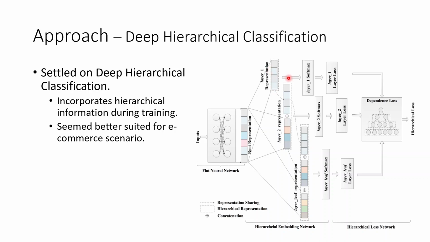So for each layer, we run it through a softmax and we get the layer loss. So how accurate is our model at predicting, say, the meta class, the level 2, or the leaf class, respectively. And then another loss that we use is called the dependence loss, which measures whether our model can accurately capture parent-child relationships in the classes. So whether the level 2 class is a child of the meta class, whether the leaf class is a child of the level 2 and meta class, and so on. And we combine these two to get our final hierarchical loss.